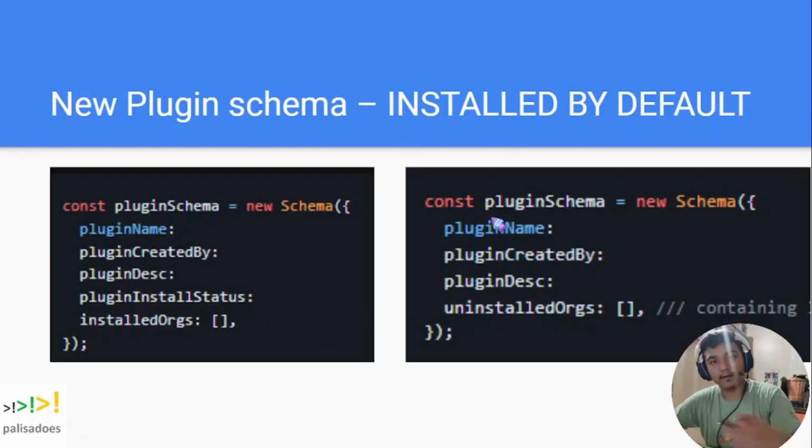So what I'm suggesting is to enable all the features by default and disable them according to the user's choice. I think that would be much simpler to maintain on the logical side, and it would also be simple for any user to use in a basic fashion. So the new schema has a name, creator, and description of the plugin, and an uninstalled orgs array. This contains the IDs of the users who have disabled that feature. So this works in reverse, and it makes sure that all our plugins are installed by default.